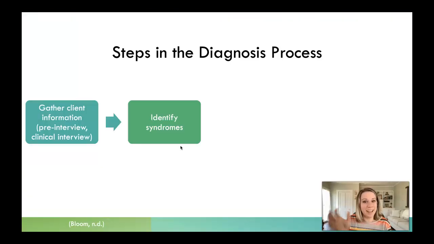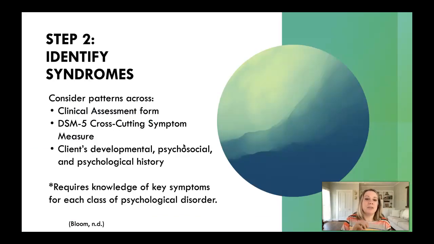Okay, so now we finally arrived at step 2, identify syndromes. Yeah, so we got to consider patterns across the clinical assessment form, cross-cutting symptom measure, and the client's developmental, psychosocial, and psychological history. So this requires knowledge of key symptoms for each class of psychological disorder. This step ends when you have identified all the syndromes that seem to be present. Syndromes aren't diagnoses. They're like broad categories. They're clusters of symptoms.